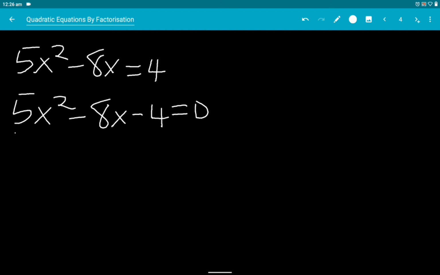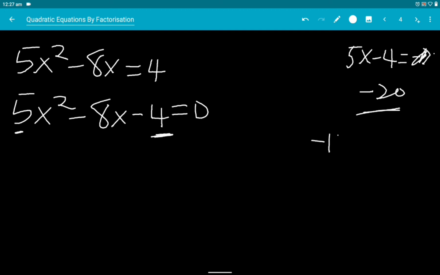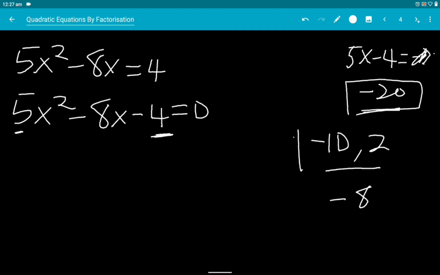From here, we multiply the coefficient of the x squared term by the constant. So 5 multiplied by negative 4 will give us negative 20. Now we want to look for two factors that if we multiply, we get negative 20, but if we add, we get negative 8. If you look at negative 10 and 2, negative 10 multiplied by 2 will give us negative 20, but if we add these two, we get negative 8. So these two become the factors that we are going to use.